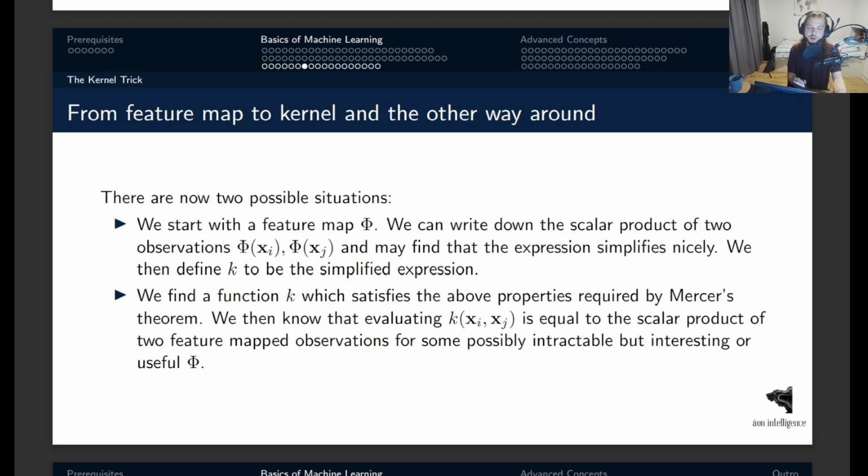But for the second scenario, you can show via Mercer's theorem that some kernel functions map into really interesting feature spaces that otherwise wouldn't be tractable computationally, or even possible in the case of infinite dimensional feature spaces. And again, the kernel trick is that you only have to evaluate this possibly much simpler function k instead of the inner product of two feature mapped observations.